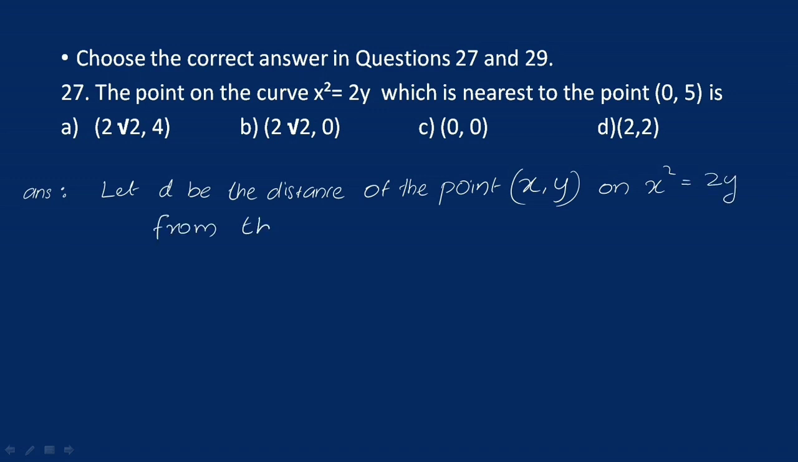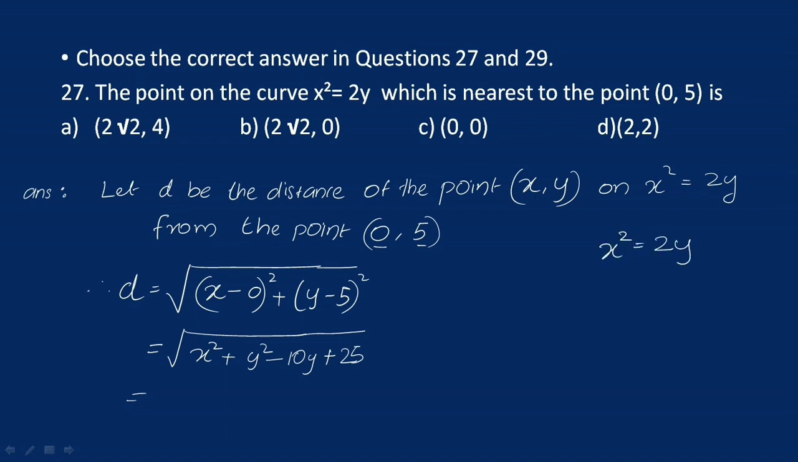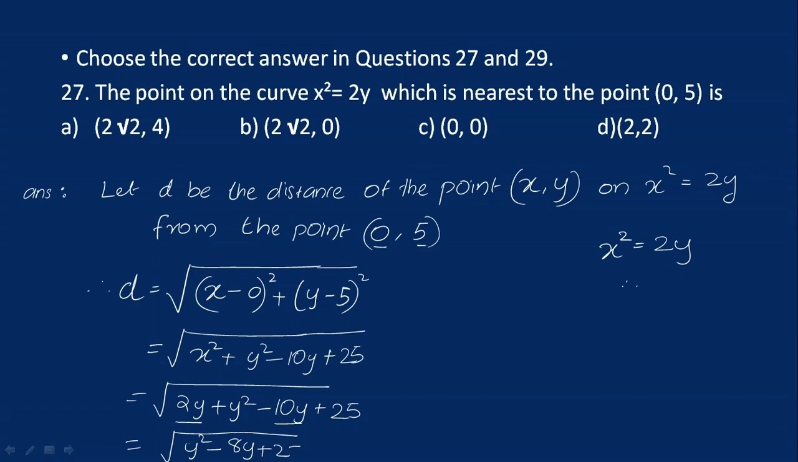Answer: let d be the distance of the point x, y on x square is equal to 2y from the point 0, 5. Now we have d is equal to root of x minus 0 whole square plus y minus 5 whole square. Root of that is x square plus y minus 5 whole square. We are expanding the term, that is y square minus 10y plus 25, or we can write root of x square plus y square minus 10y plus 25. So what is x square? It's given in the question, that is 2y. Substituting for x square, that is 2y plus y square minus 10y plus 25. 2y and minus 10y, that is minus 8y, right? So root of y square minus 8y plus 25.